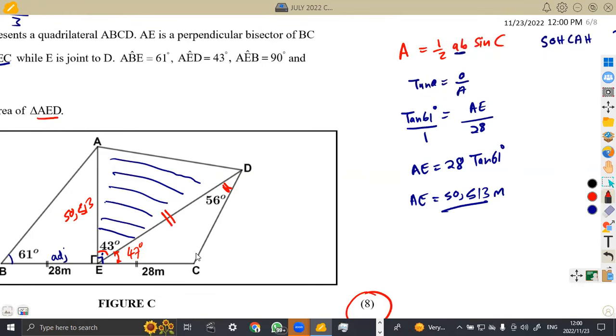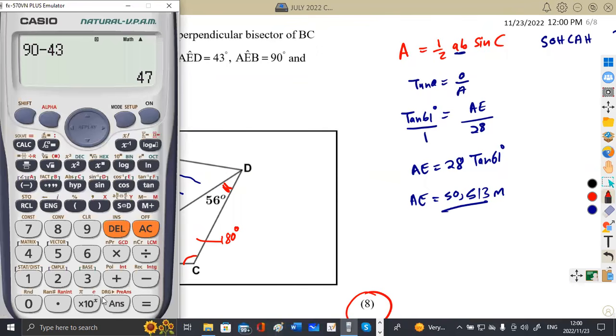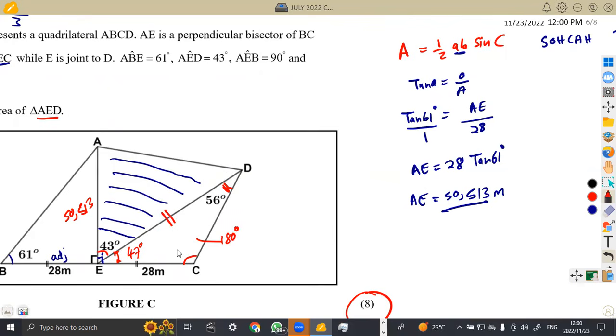We can calculate angle C, knowing that angles in a triangle add up to 180 degrees. So subtract 47 and 56 from 180. So 180 minus (47 plus 56) is going to give us 77 degrees. So this angle is 77 degrees. Why am I finding angle C? Because we've got angle C opposite to the side that we want to calculate. We have 56 degrees opposite to 28 meters. So that means we can apply the sine rule to calculate DE.